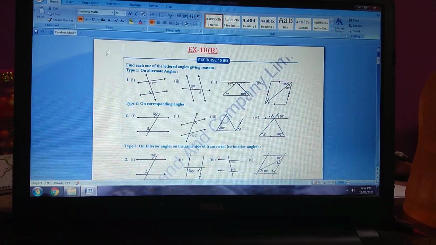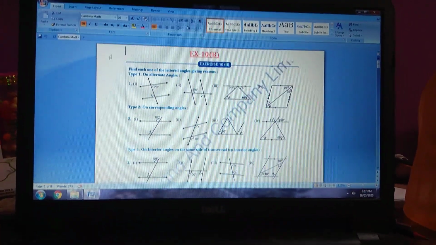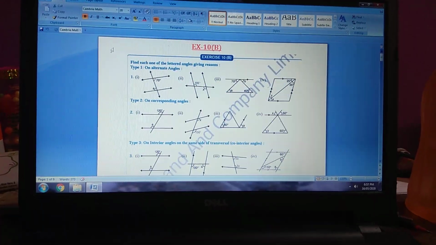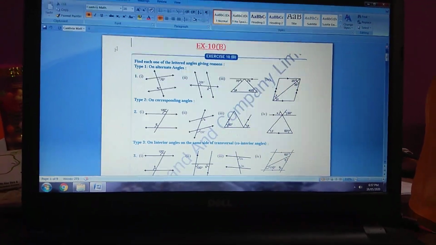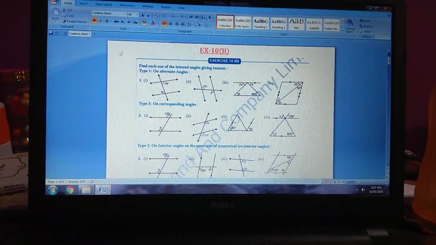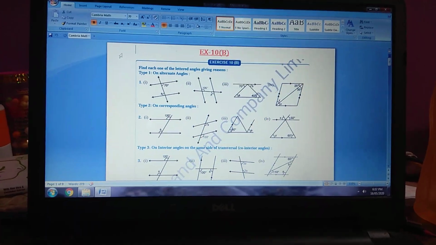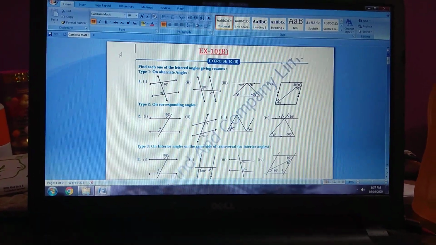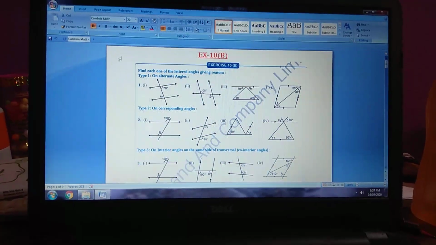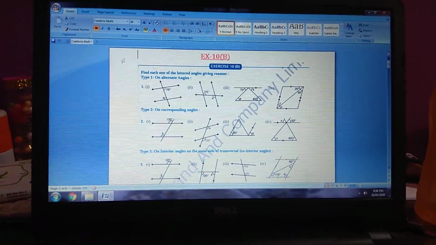In our previous class, we have done the relation between parallel lines and the transversal. Using that concept, I told you to do question number 1, 2 and 3 of 10B in the book. Hope all of you have understood and done it. Now I am going to start with question number 4. So let's have a look at it.